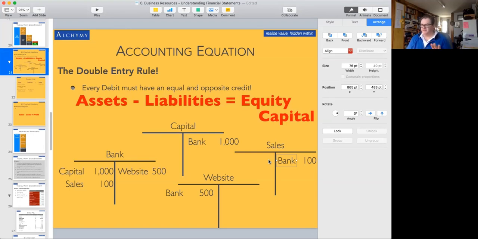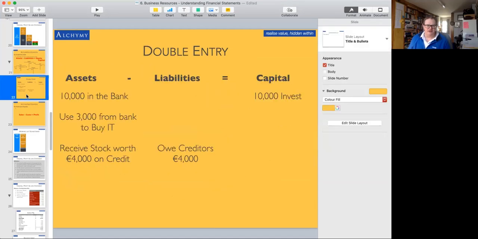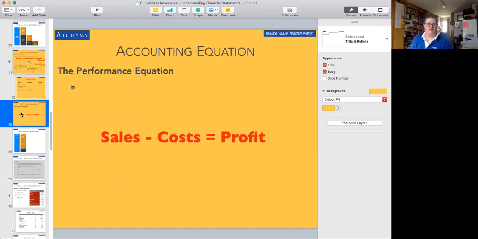Okay, look, that's a very rough and ready introduction to accounts. You know, we can look at it in different ways. Ultimately, the balance sheet is the same as assets minus liabilities equal to capital. So there we go. If we had 10,000 in the bank, we invest 10,000. In this case, we use 3,000 from the bank to buy IT, in which case we reduce our bank by 3,000, but we'd have 3,000 in computers and so on. And every transaction would add to that. So that's how the system works.